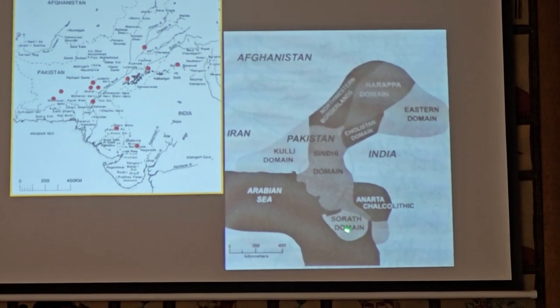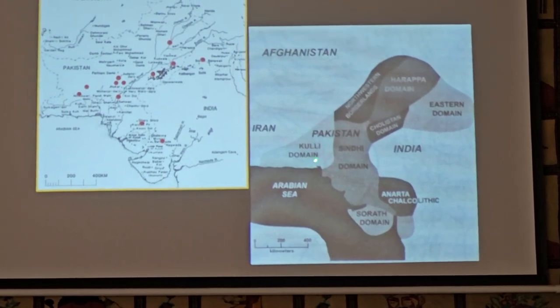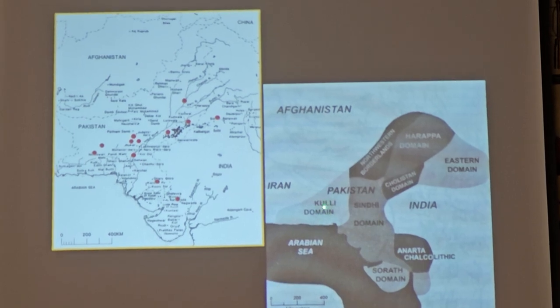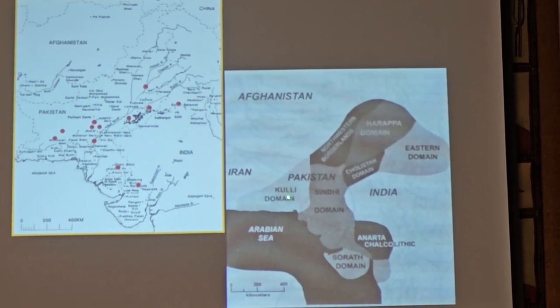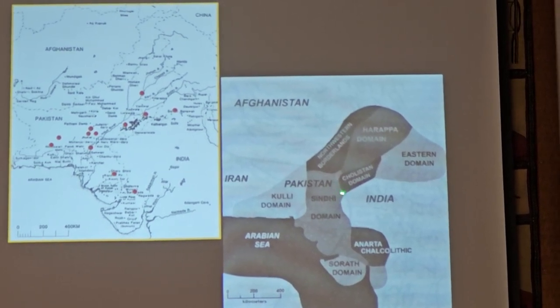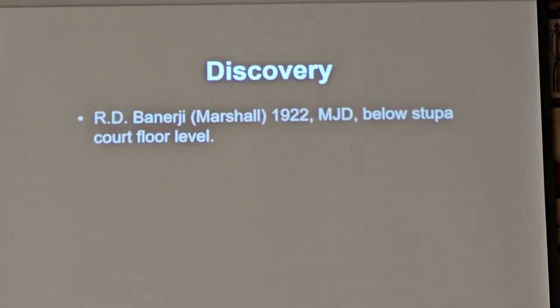This is the Surat domain. This is the Anarta Chalcolithic culture. And in Baluchistan, particularly in the coastal area, there is the Kutch region. So a culture developed which is part of the large empire of the Indus civilization. It is known as the Kulli domain of the Indus Valley civilization.